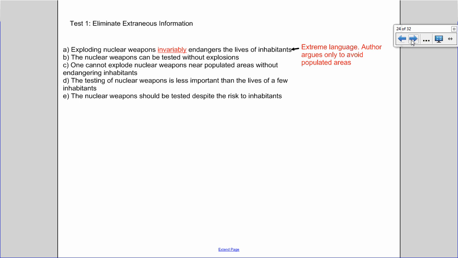We know that A, exploding nuclear weapons invariably endangers the lives of inhabitants, is using extreme language because the author argues only to avoid populated areas, and it'd be very difficult to make the case that nuclear weapons invariably endanger the lives of inhabitants. So we can eliminate this answer option.